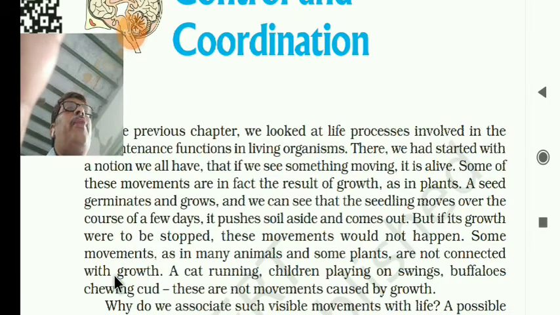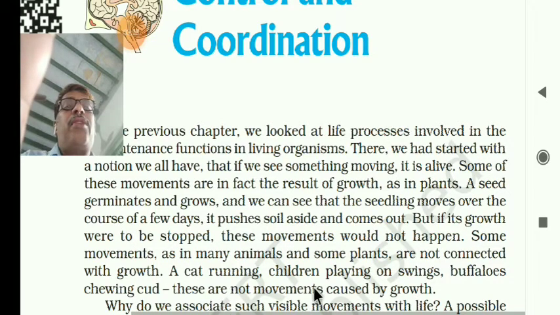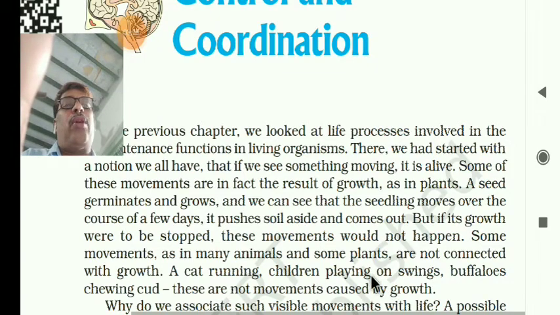Do you know what we mean by cud? The cud means the portion of the food which is brought back to the mouth, and that is the cud we are chewing. Chewing means crushing. Some animals bring back their food into the mouth. Children are playing on the swings. These are all movements, but not caused by growth. It is not related to the growth aspect.